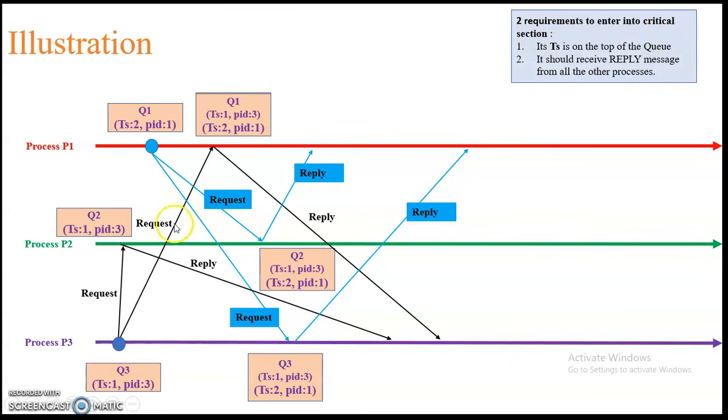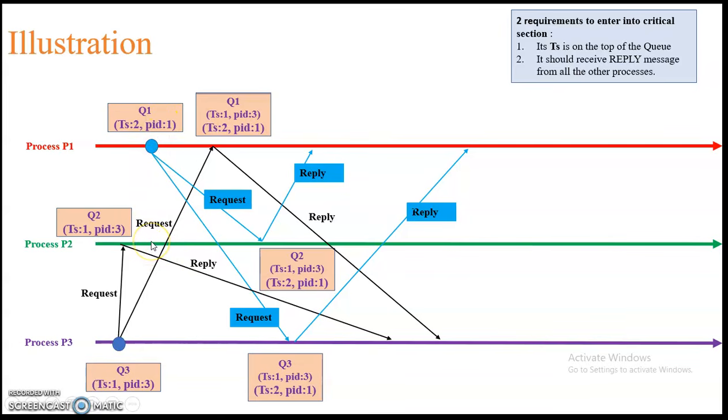But now, if both the processes requesting the critical section are getting replies from the other processes, which one will enter? For this there are two requirements to enter the critical section. The first requirement is that the timestamp of the process which wants to enter the critical section should be on the top of the queue. And the second requirement is that it should receive the reply messages from all the other processes.